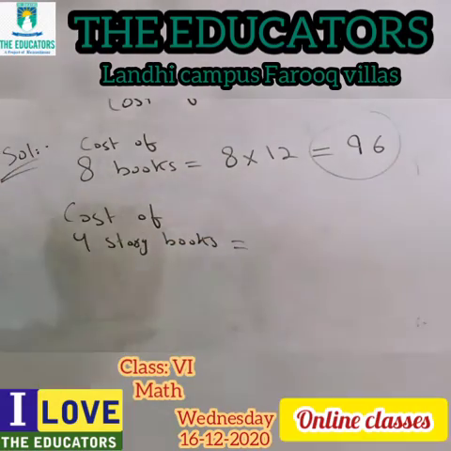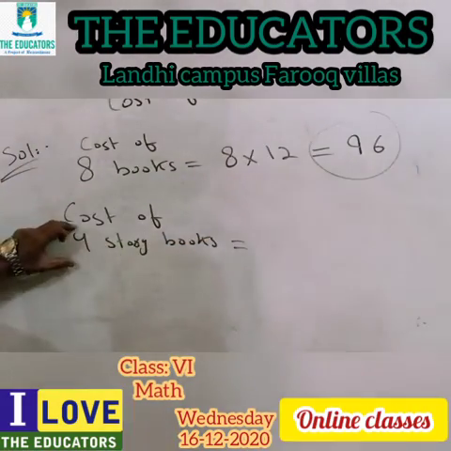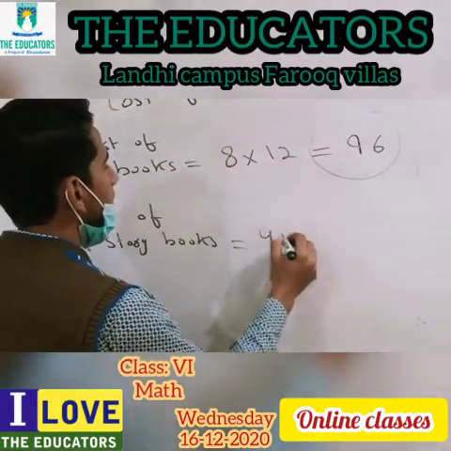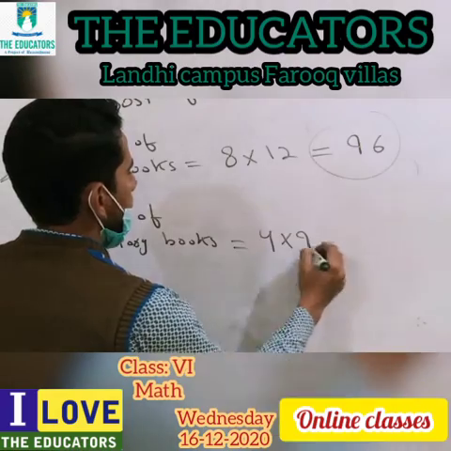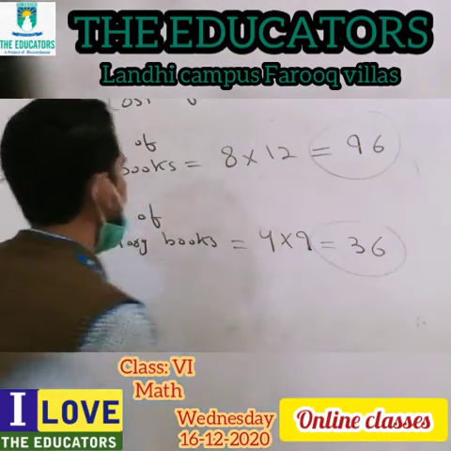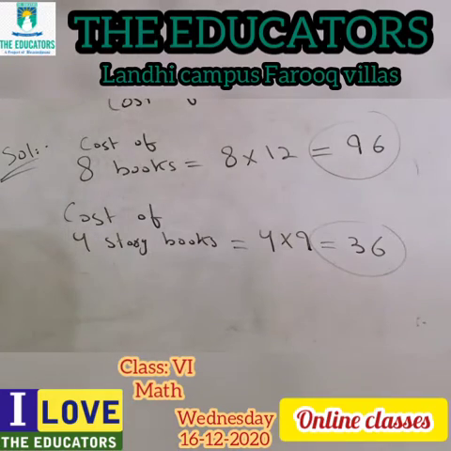Okay, what I told you previously, that you simply have to multiply the quantity with their cost. So 4 multiplied by 9. Okay, 9 4s are 36. So we got the cost of 4 story books, and that's 36.